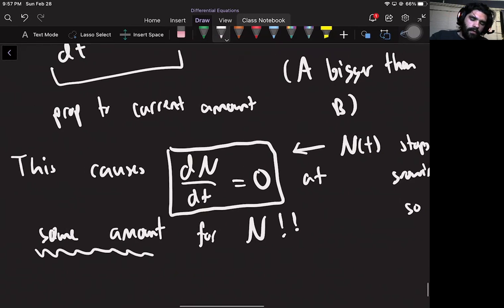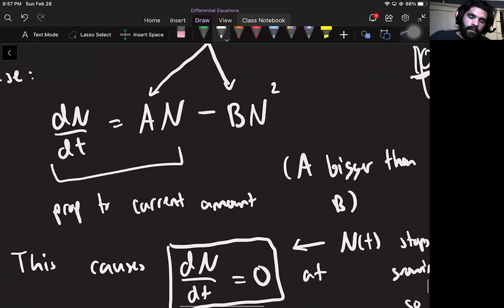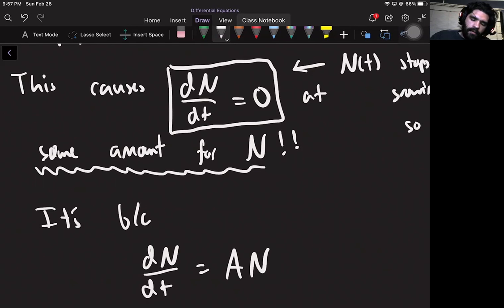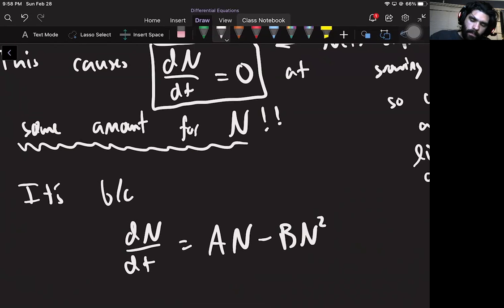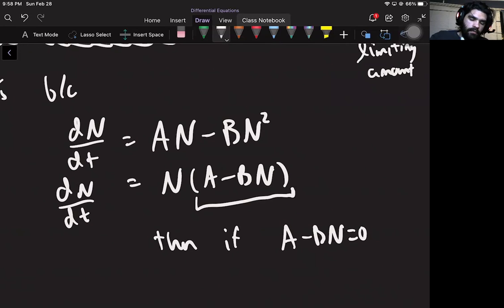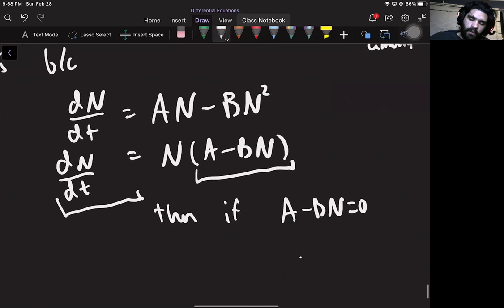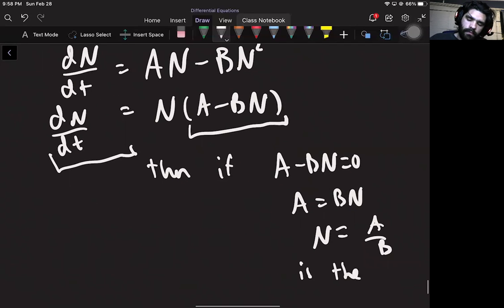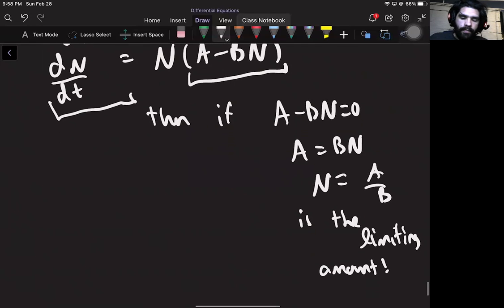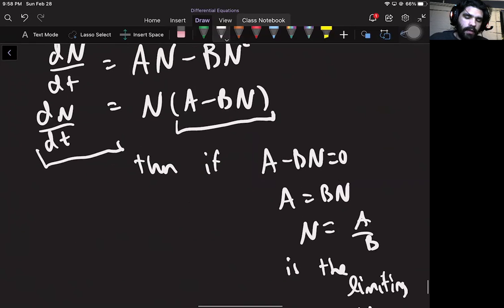But for which amount? And why does it do that? Well, all we have to do is factor. That's the key. If I have this as my model for the rate of change, then I can factor out an n, and then at one specific amount, if this becomes 0, that makes this be 0, which makes the derivative equal 0. So when would this equal 0? Well, I just have to add and divide: a over b. So this amount is the limiting amount. When the population hits this amount, the derivative will become 0 and it'll stop growing.